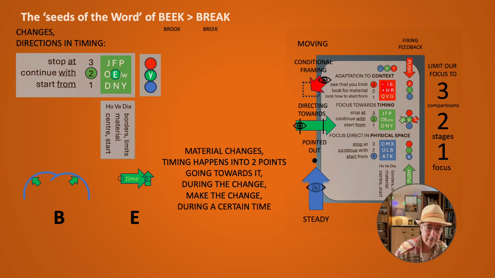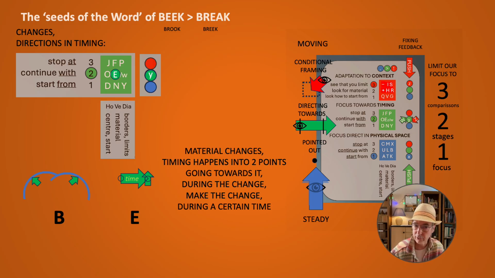The next letter is the letter E. It's from the second category. This is the category which is the second kind of focus, not the points, but the directions. The directions or the changes where you need also timing. The letter E is in the middle. Again, it is about the material that is changing in time. So it is about material changes where timing happens, also again into 2 points.